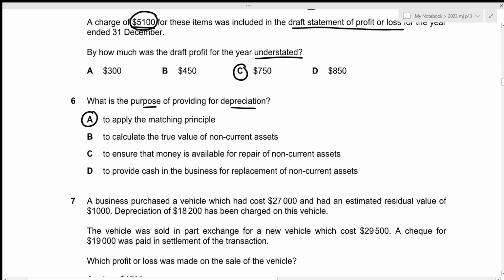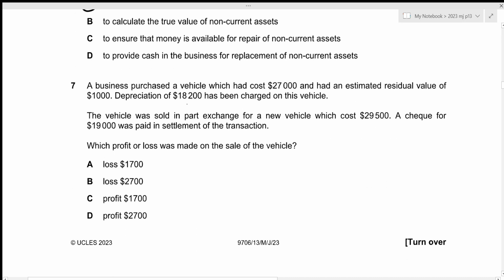Let's move towards the seventh question. A business purchased a vehicle which had cost 27,000 and had an estimated residual value of 1,000. Depreciation of 18,200 has been charged on this vehicle.